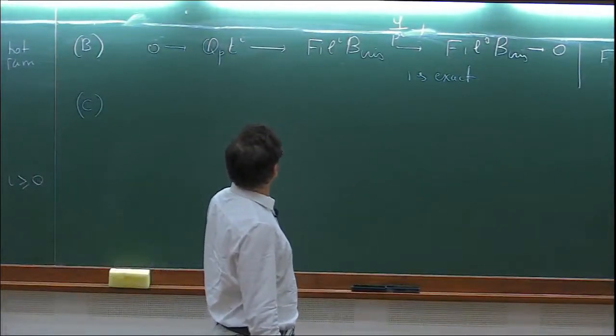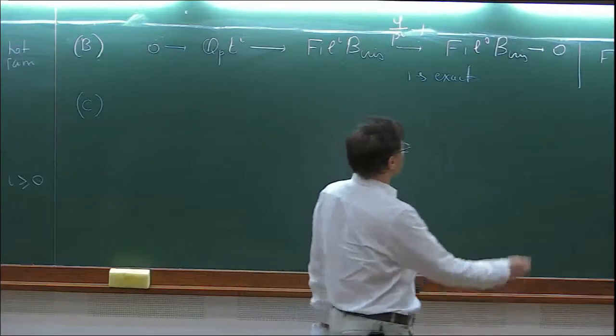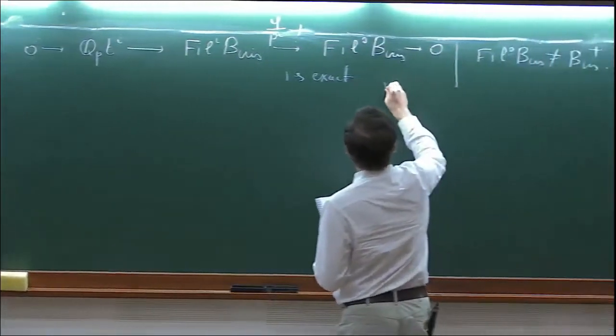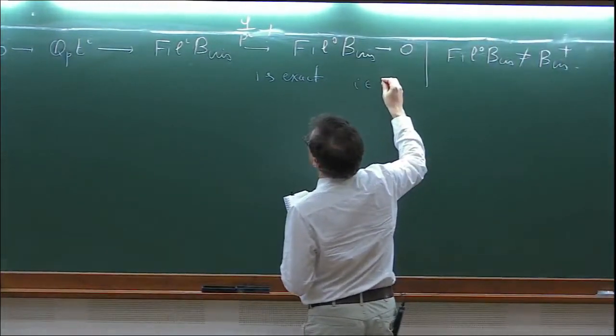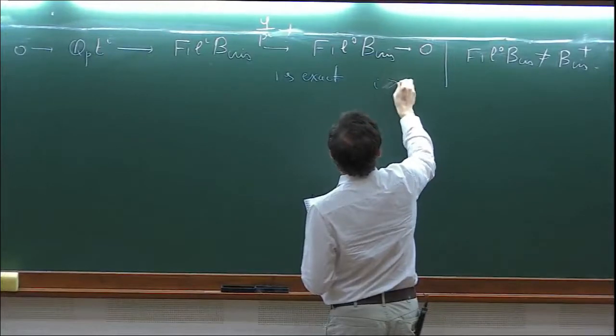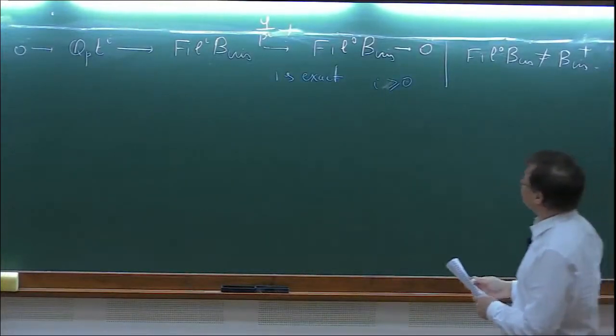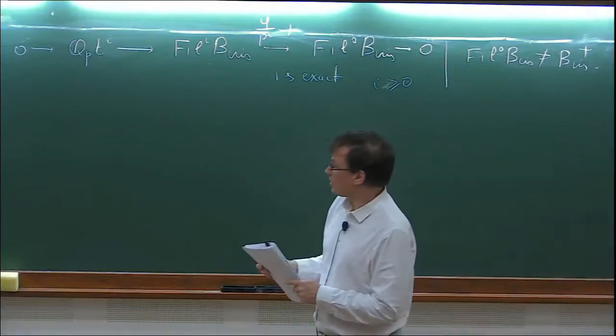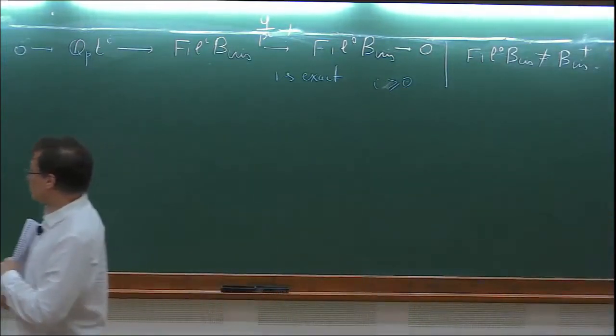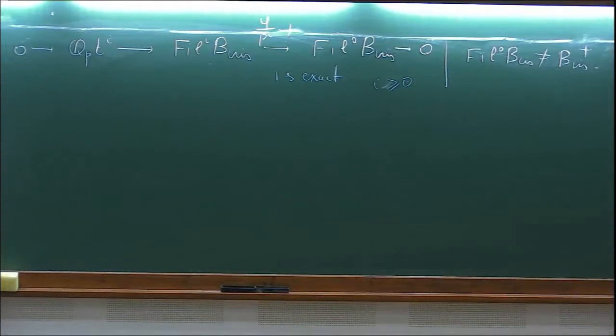Here, any positive i. When i equals zero, it's just Frobenius minus one.